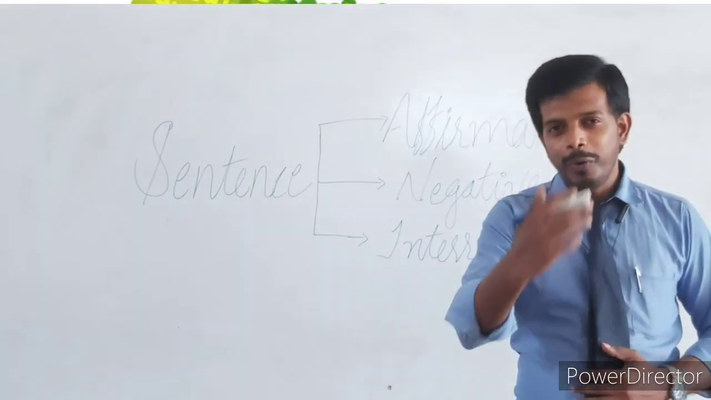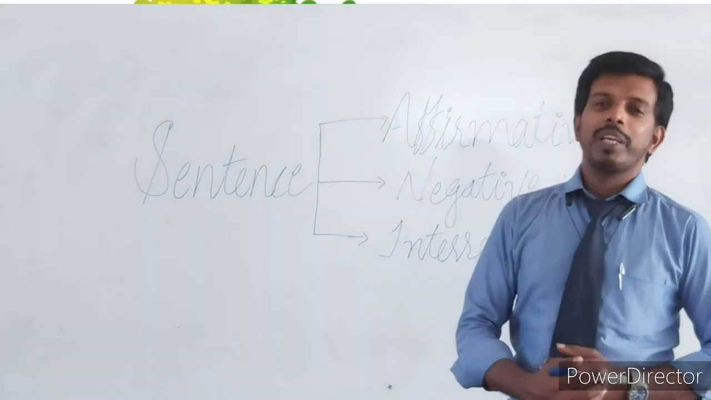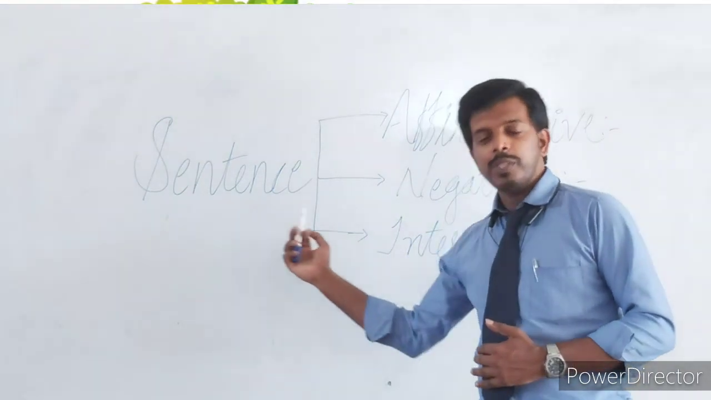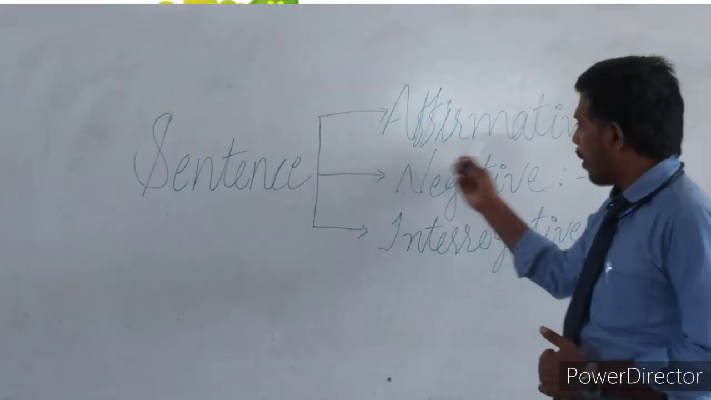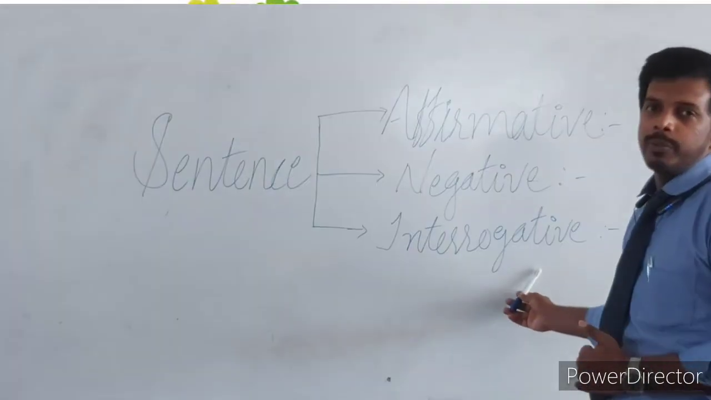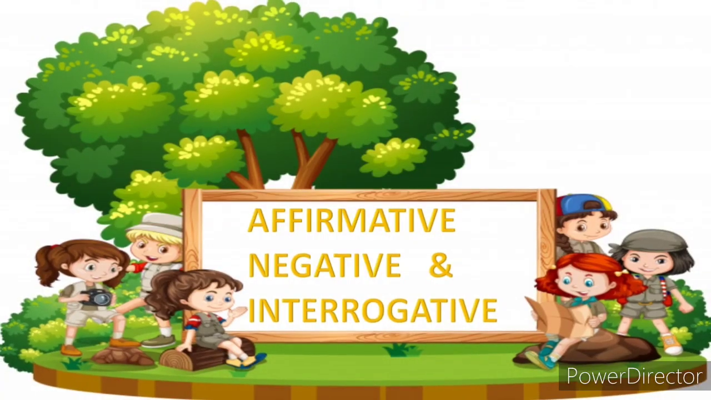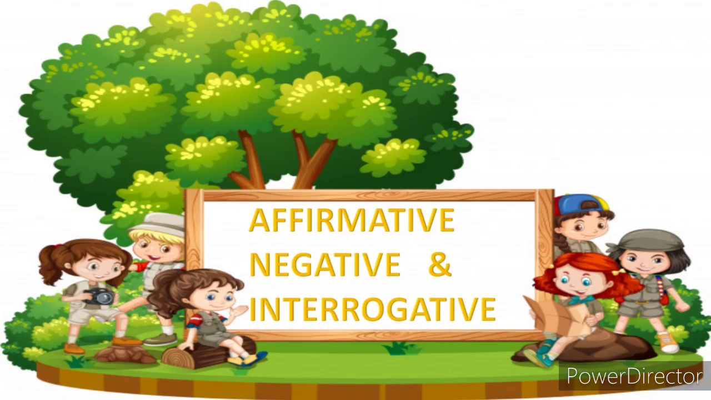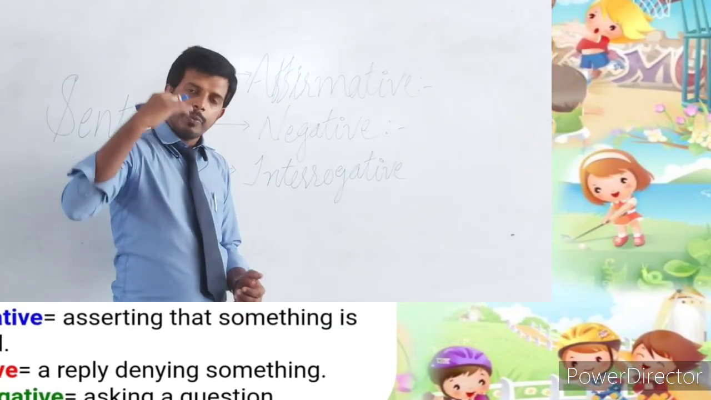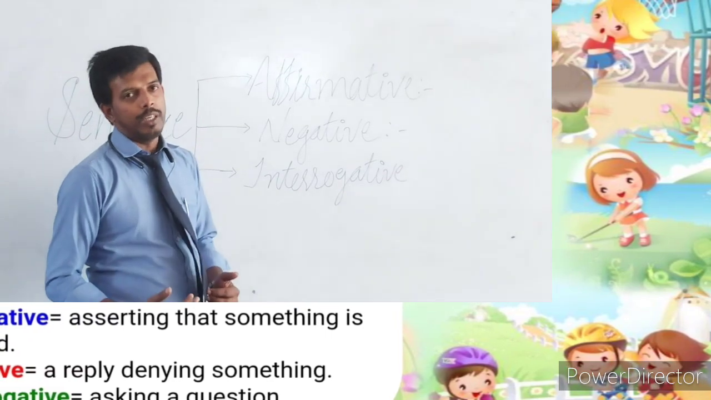And today we are going to discuss a new topic. That is the three different categories of sentences, such as affirmatives, negatives, and interrogatives. Affirmative, negative, and interrogative. Let us begin one by one in detail.